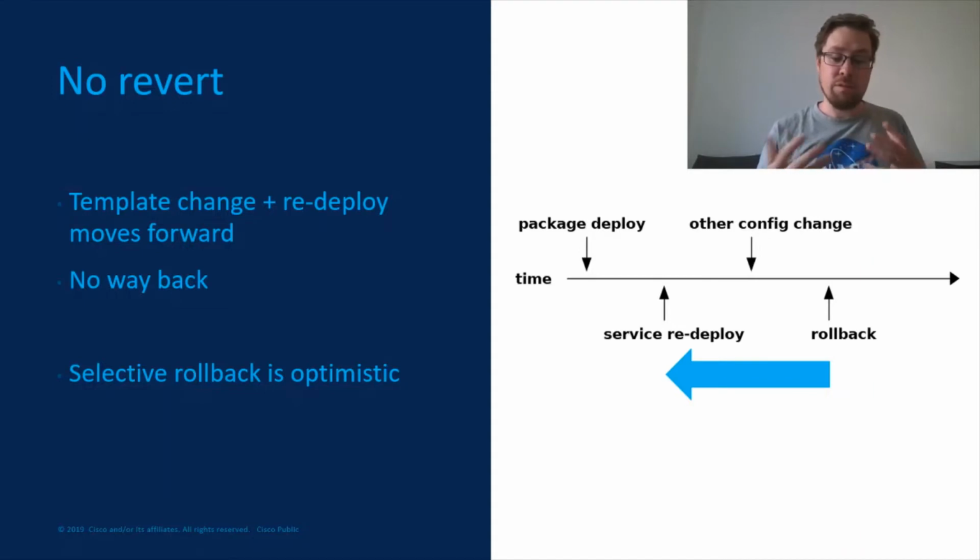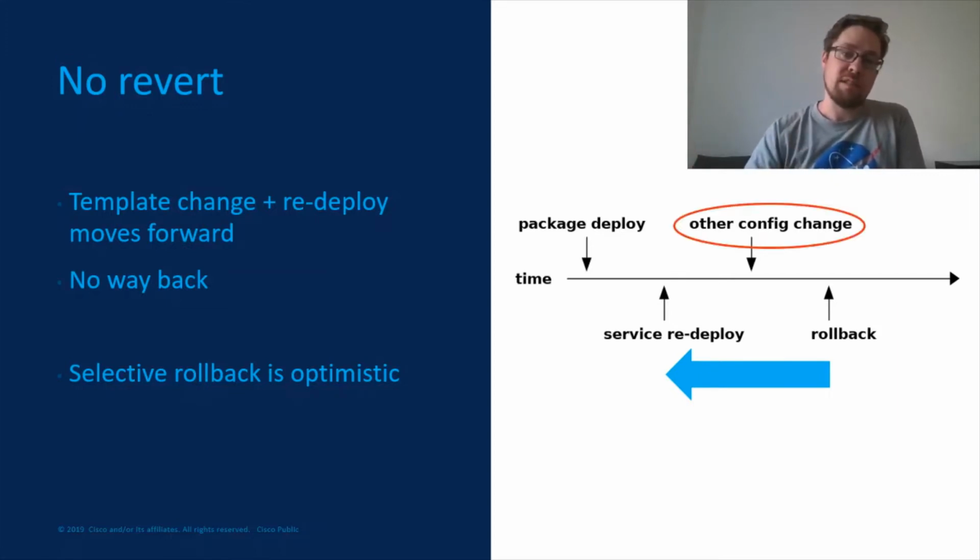And per default, the rollbacks in NSO act on a global state, right? So rolling back to just before our service redeploy is also going to roll back that other configuration change that someone else did, which is obviously not what we want. We want to keep his or her changes while still rolling back ours. And this is a challenge.